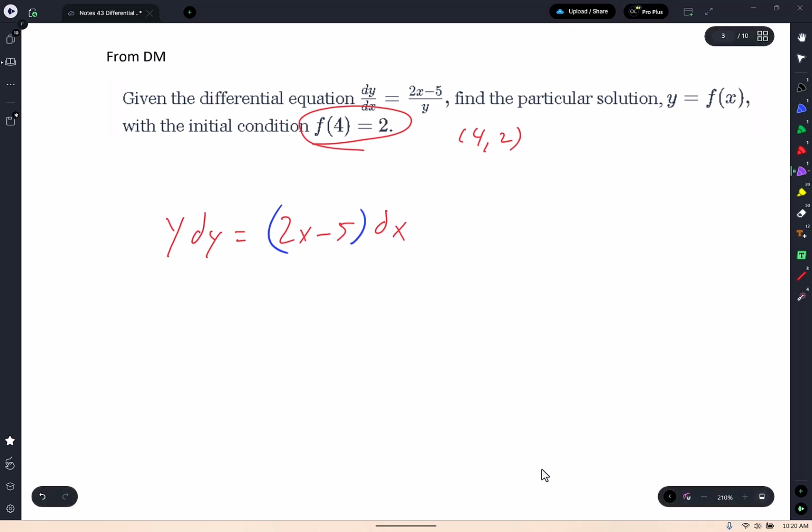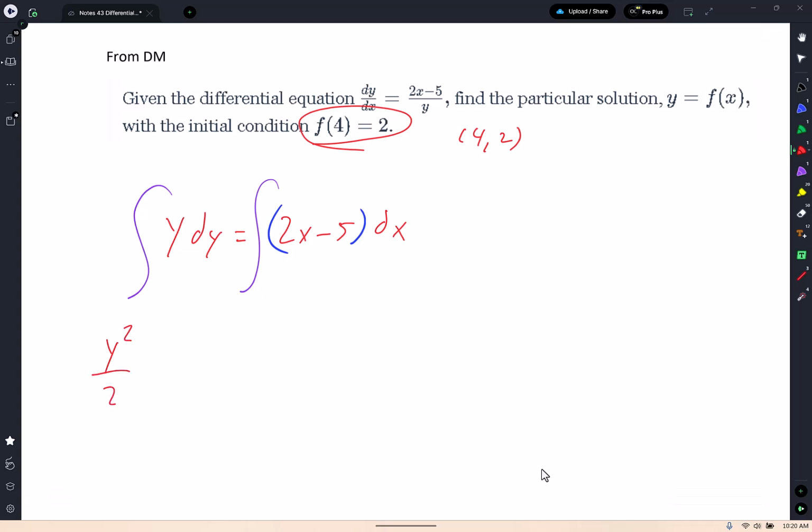All right, here we go. Integrate, integrate. So you're going to have y squared over 2 equals 2x squared divided by 2, so that's x squared, minus 5x plus c.